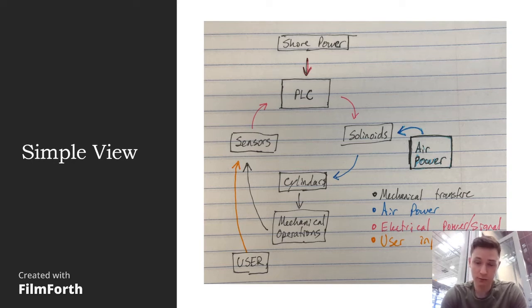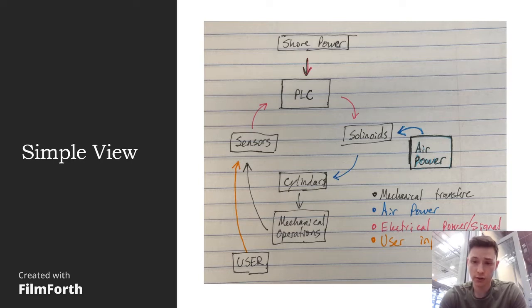We have electricity coming in from a wall outlet to the computer. The computer actually directly powers the solenoids, which control the airflow from a compressor. The compressor activates pneumatic cylinders to perform mechanical operations, and those operations trigger sensors so that the PLC knows where the robot is in the process.